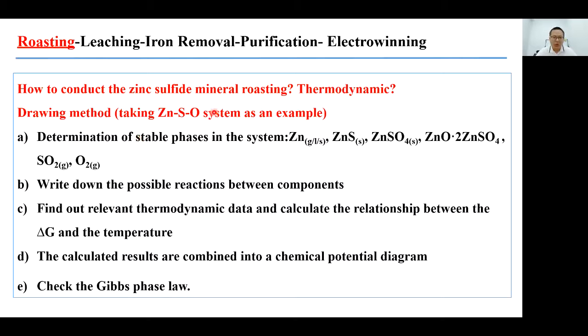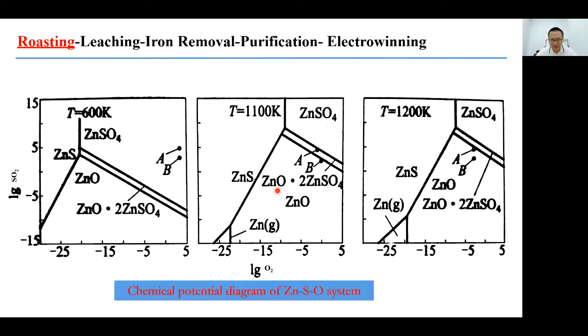And we should draw the ternary diagram of zinc, sulfur, and oxygen. There are some steps of determining the stable phases in the system: zinc, sulfide, sulfate, also some compounds, also some gases. So the reactions can be written, and we can find the thermodynamic data, and combine them into a chemical potential diagram. And we can check it. And here we have it. This is a very old picture I found from the textbook.